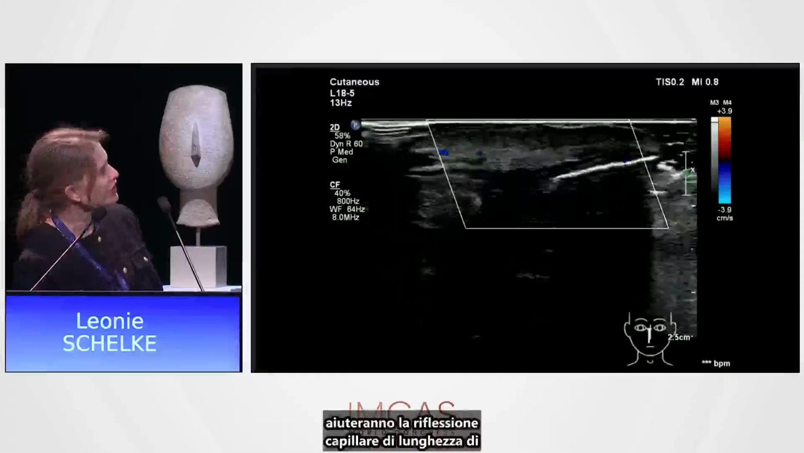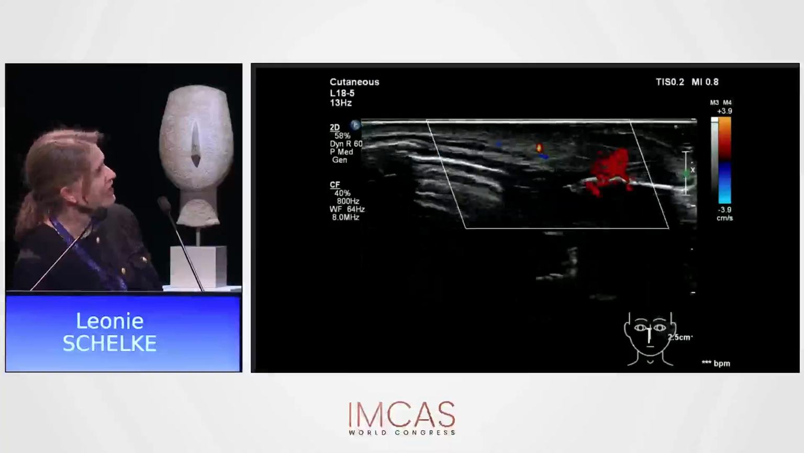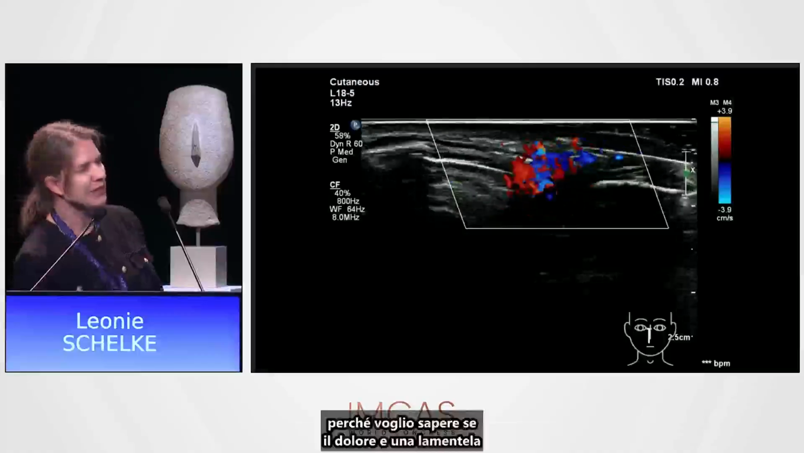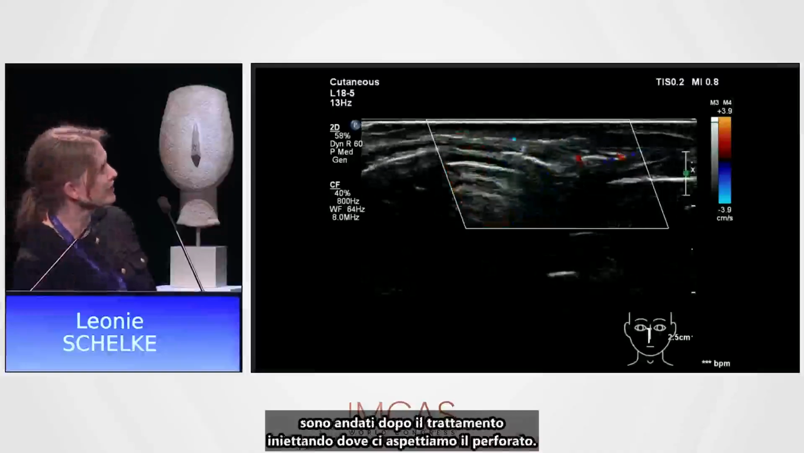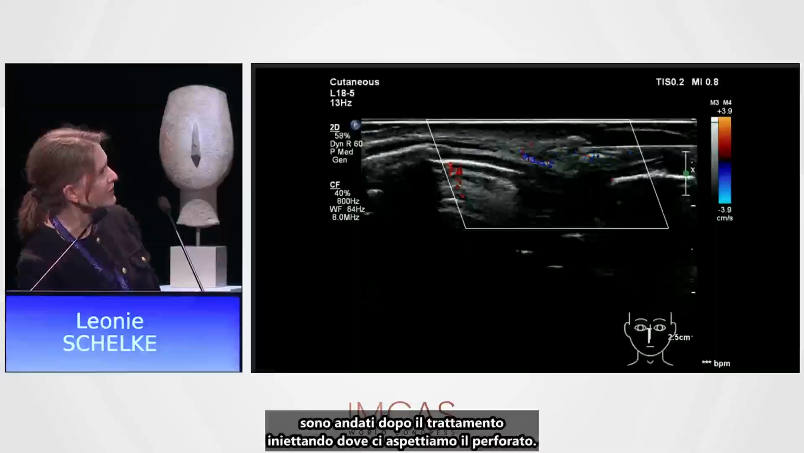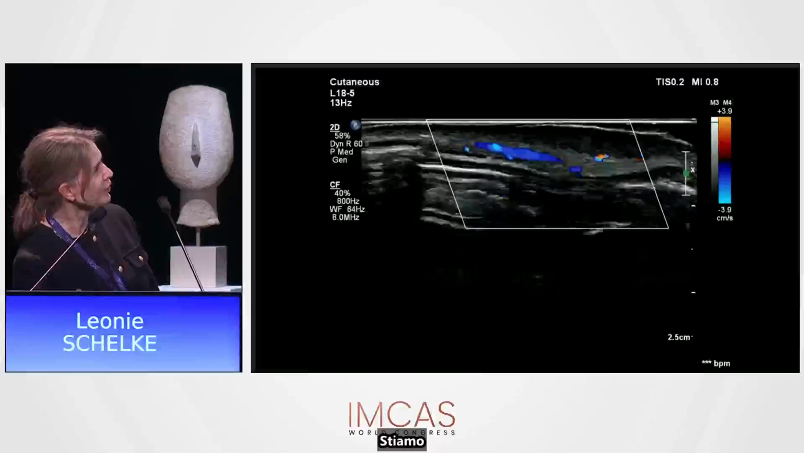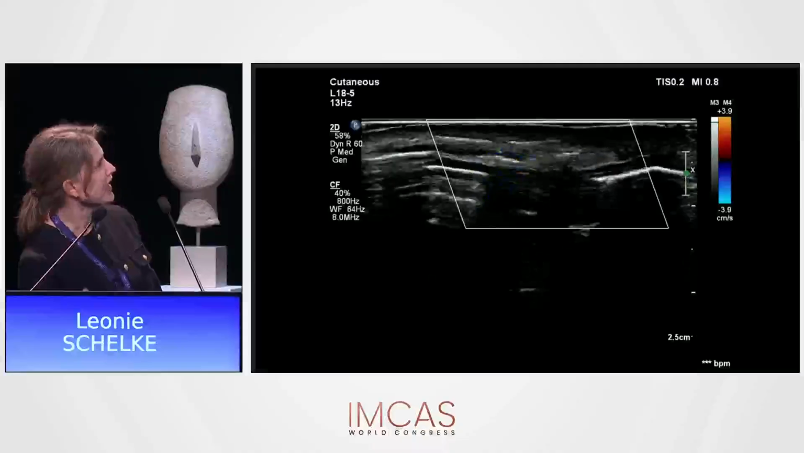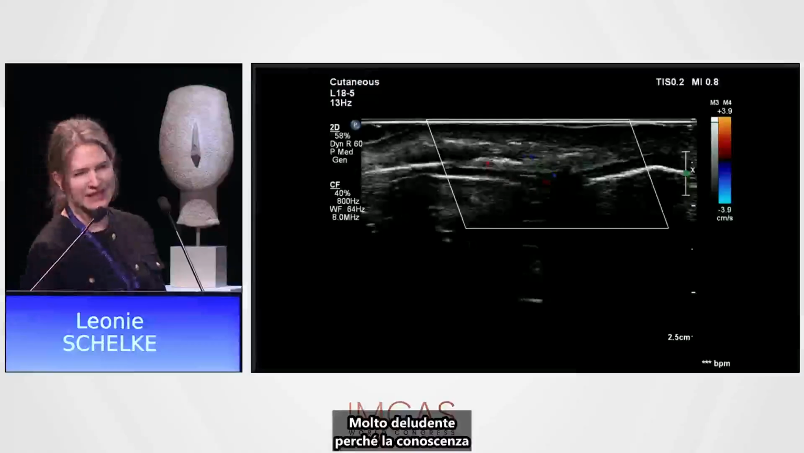So we're going to inject hyaluronidase, which will help the capillary refunction. 27 long needle. We do not do any anesthesia because I want to know if the pain and the complaints are gone after treatment. We're injecting where we expect the perforators. We're injecting here on the border, and there's your perforator, 75 units of hyaluronidase. And this is very disappointing because the nose hardly has any flow.